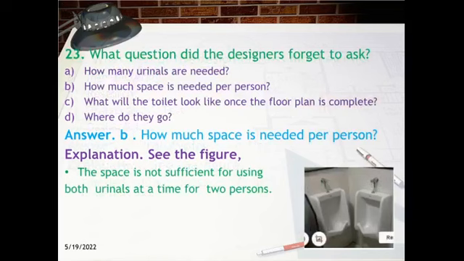23. What question did the designers forget to ask? A. How many urinals are needed? B. How much space is needed per person? C. What will the toilet look like once the floor plan is complete? D. Where do they go? Answer. B. How much space is needed per person? Explanation. See the figure, the space is not sufficient for using both urinals at a time for two persons.